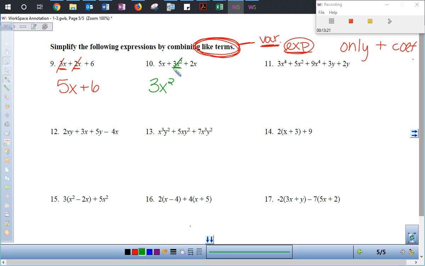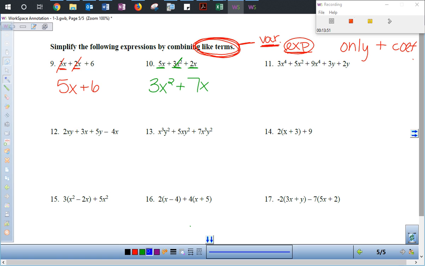And if I look at what I have left, I have a 5x to the first and a 2x to the first. Those both have the same variable, x, raised to the same exponent, 1. So I can combine those. And to combine them, we only add the coefficients. So 5 plus 2 is 7, and I bring down the x.